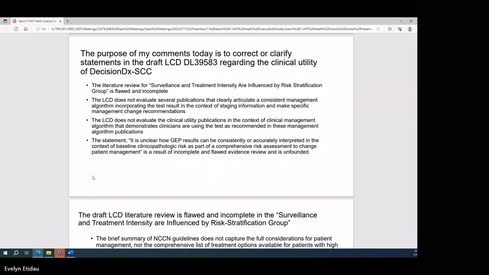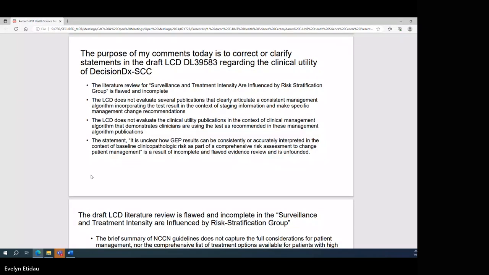The LCD does not connect the published clinical validity data to the published clinical utility data. What I mean by this is that there are multiple validation studies that emphasize how the 40 GEP test improves the accuracy of risk stratification together with staging approaches, and the clinical utility studies demonstrate that clinicians are able to combine their evaluation of patient-specific risk factors together with the GEP results to inform these risk-aligned management decisions. So the statement in the LCD, "it is unclear how GEP results can consistently or accurately be interpreted," is just a result of incomplete evidence review and I think unfounded.